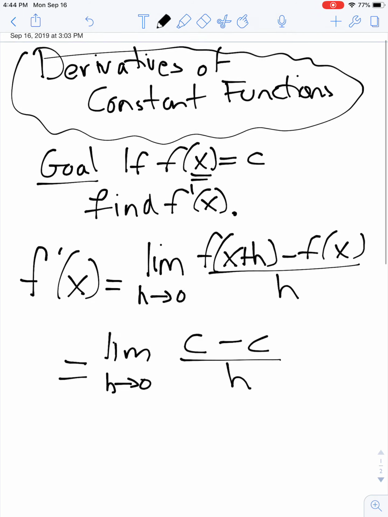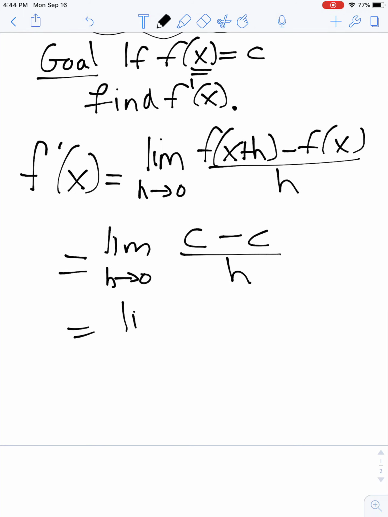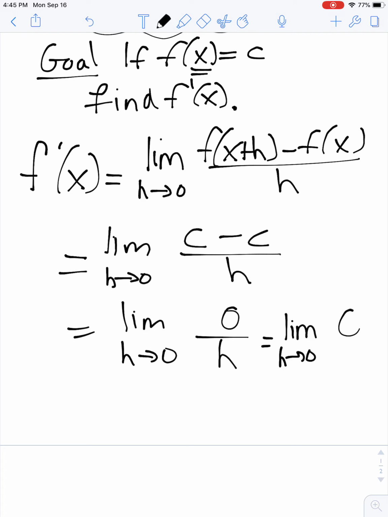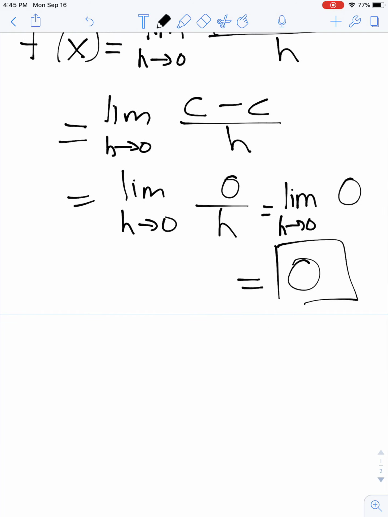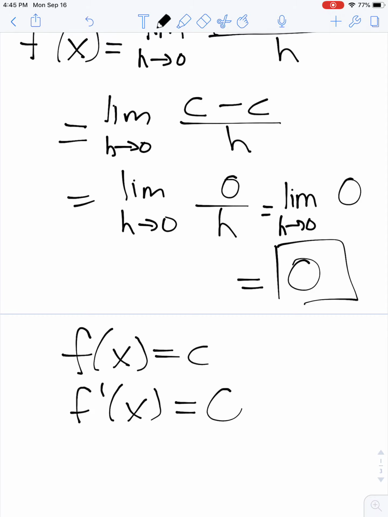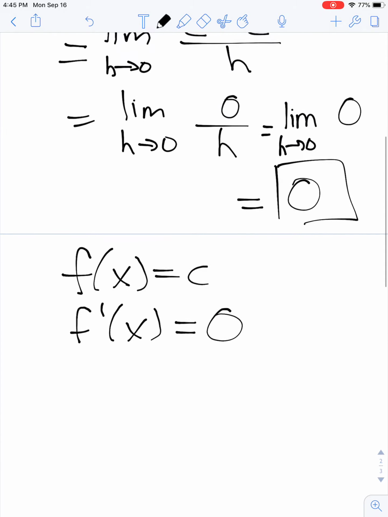Now, when I do this, I get the limit as h approaches 0 of 0 over h. Well, 0 over anything, again, h is a number that's close to 0 but not equal to 0. So this number is the limit as h approaches 0 of the constant 0, and the limit of a constant is that constant. So we got the 0 that we expected. So from this, we conclude that if f of x is equal to a constant, f prime of x is equal to 0, just like we saw from the graph.